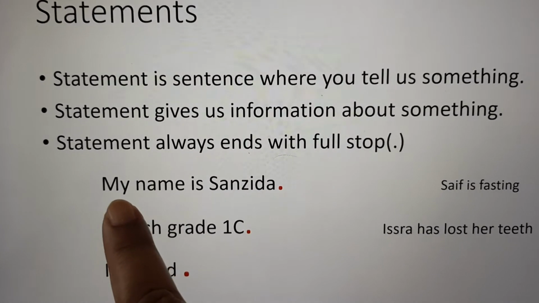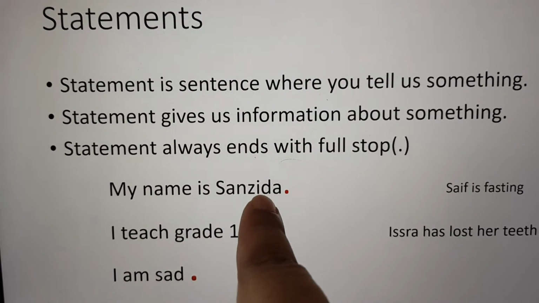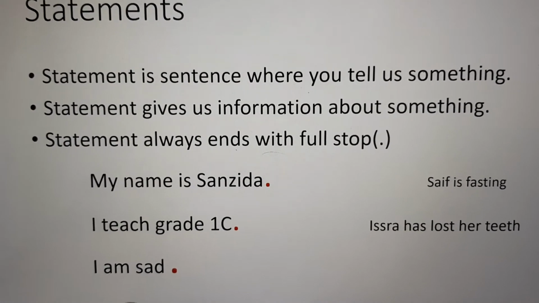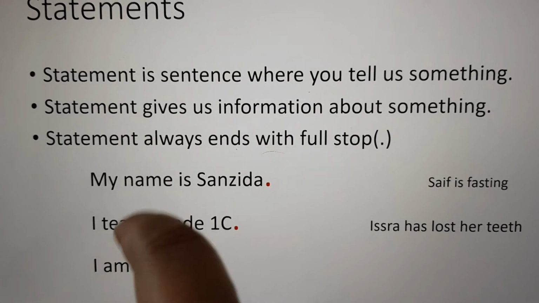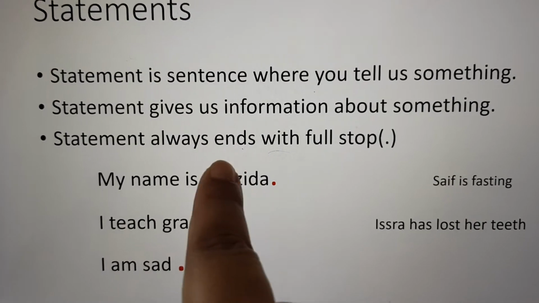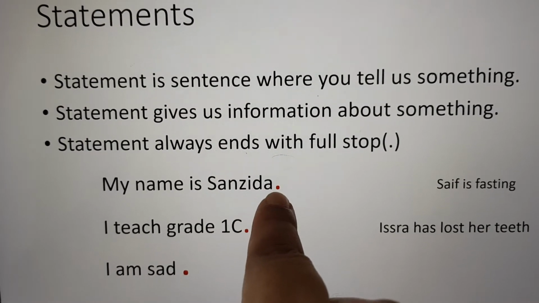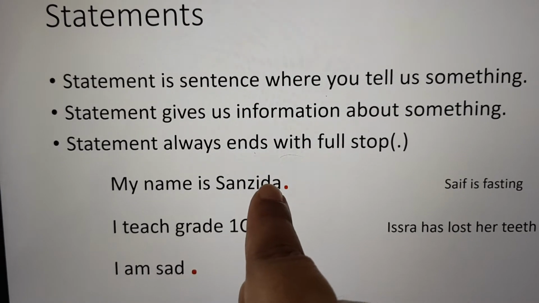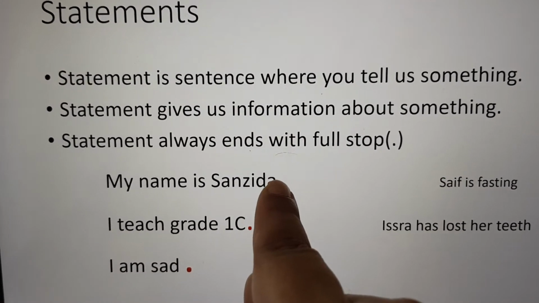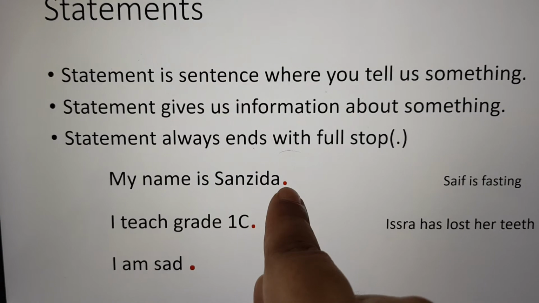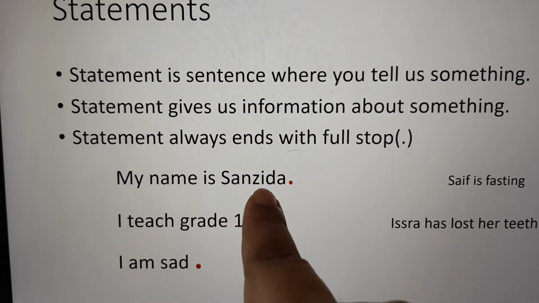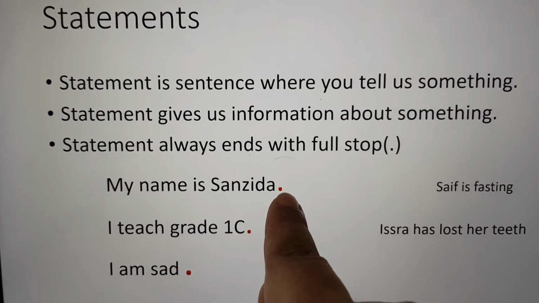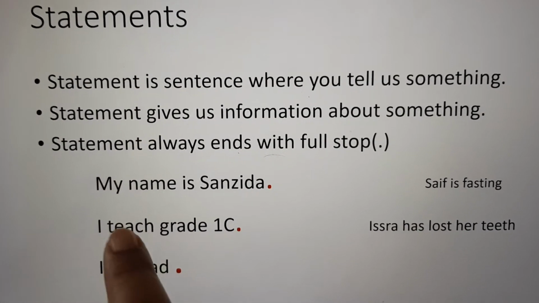See here, my name is Sanzida. Here, what am I doing? I am giving you information that my name is Sanzida. So this is a statement. It ends with, see, what is this red dot? This is a full stop. It means that the statement has finished, right? So when one statement is finished, we have to put a full stop always.